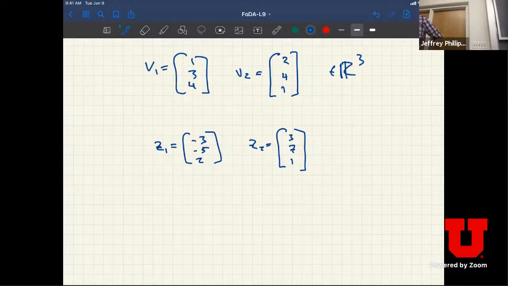So can I write Z1 equals alpha 1 times V1 plus alpha 2 V2? Is there a way to do this? How do you think I can do this? Okay, let's try. Alpha 2 should be negative 2, and alpha 1 should be 1. Okay, let's try this out.